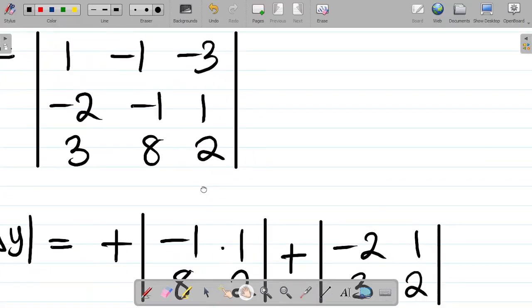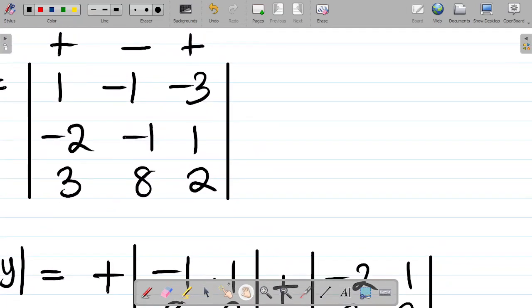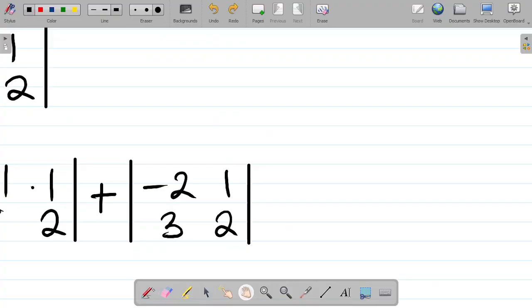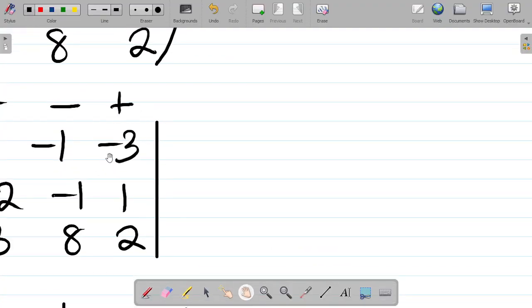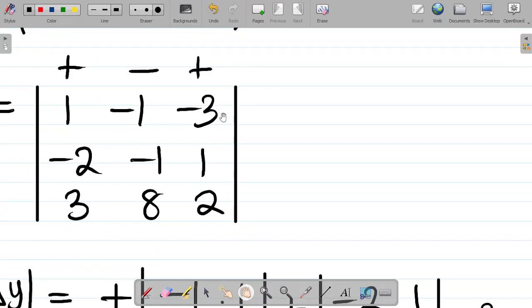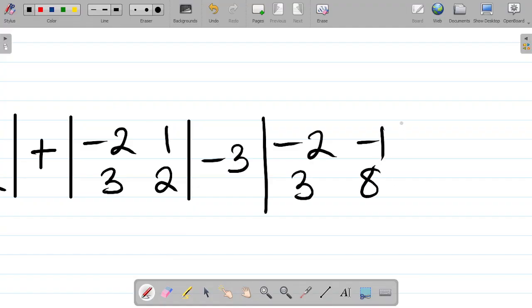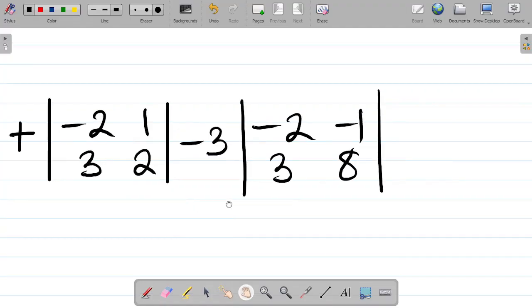The last one there, for the last one here, cover the row of this and the column of this, you have minus 2, minus 1, 3, 8. Minus 2 minus 1, that's minus 3. Yep, plus minus is minus 3. Then when you cover that up, you have minus 2, minus 1, 3, and 8. Alright, so you have this.